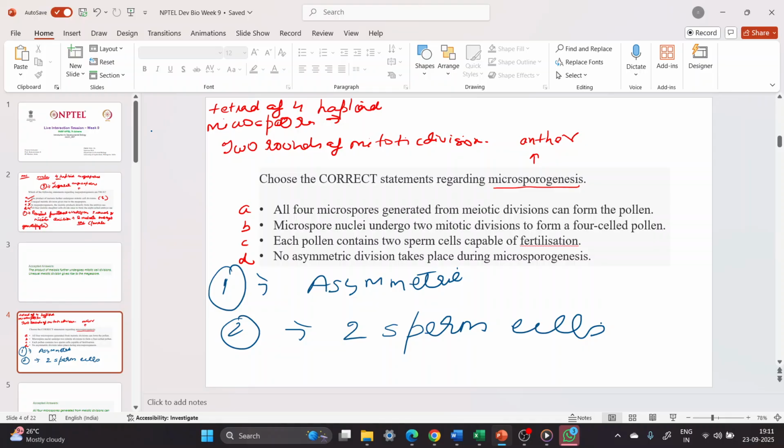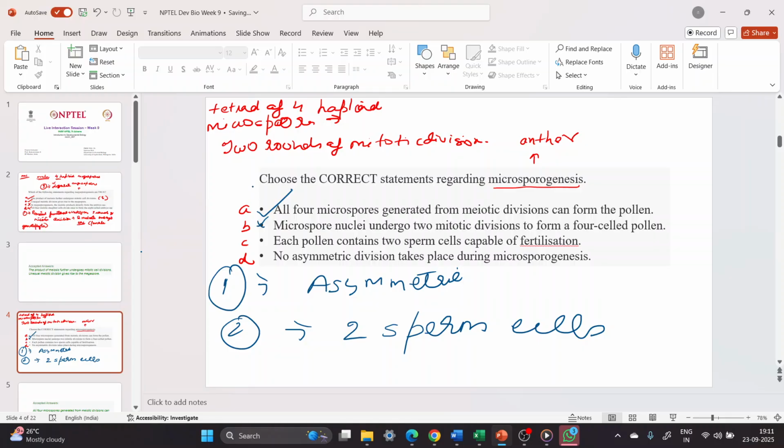Now let us check the statements. First is, all four microspores generated from meiotic divisions can form the pollen. True, we have just discussed. All four survive and all four have the potential to develop into pollen. So the first statement is correct. Then, microspore nuclei undergo two mitotic divisions to form a four-celled pollen. Is it true or false? It is false. Why?